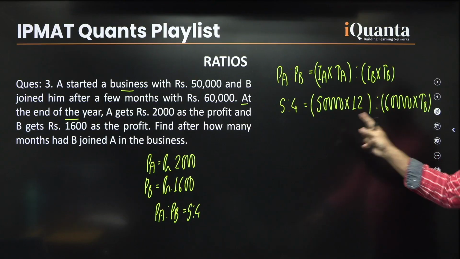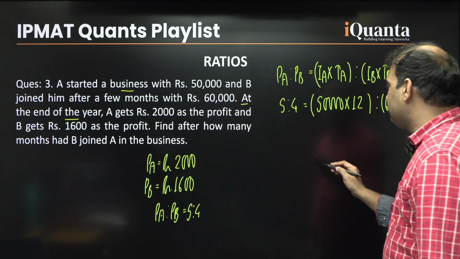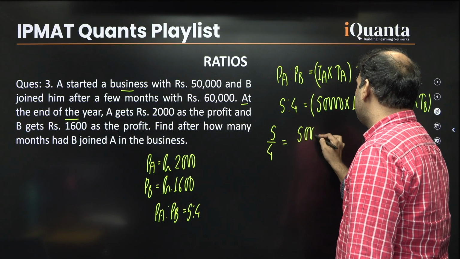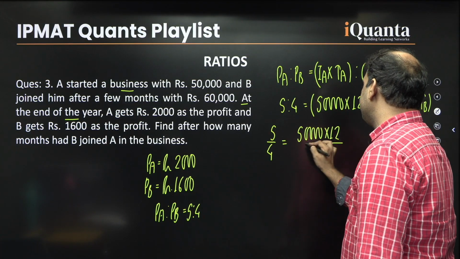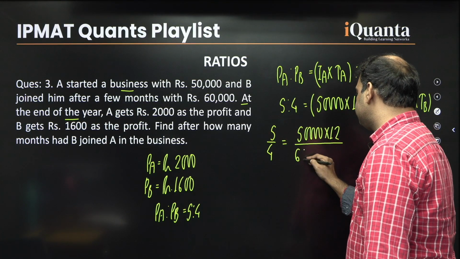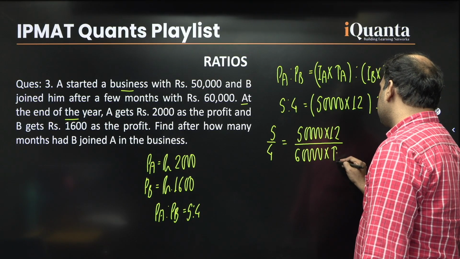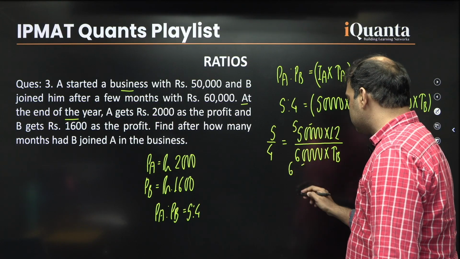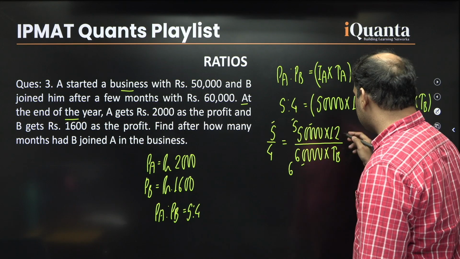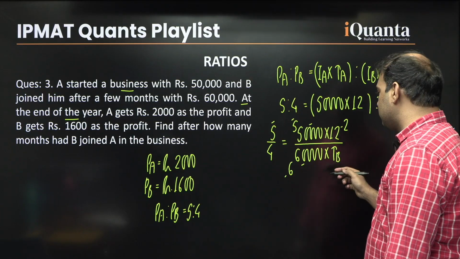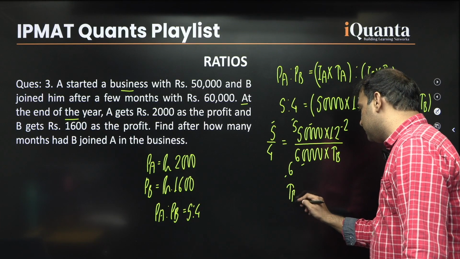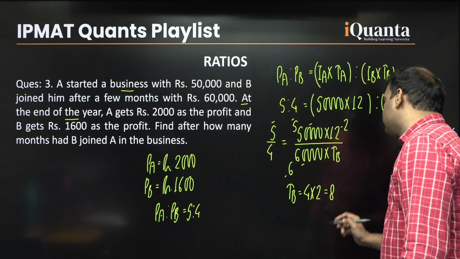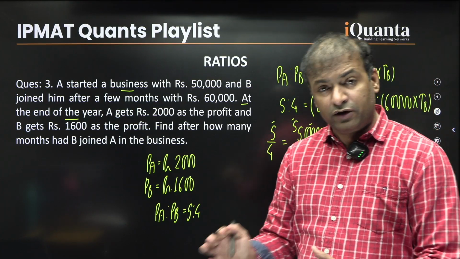Okay guys, with this ratio let's try to find the value of TB. Very easy actually. Let me write in the fraction format. This we can say is 50,000 into 12 divided by 60,000 into TB. Then you see that 50,000 and 60,000 cancel by 10,000, so this should be 5/6. The 5 cancels from here, 6 2s is 12. So TB goes over here, and this 4 comes to the right hand side, so it should be 4 into 2 is equal to 8, right? So we can say that B was part of the business for 8 months.